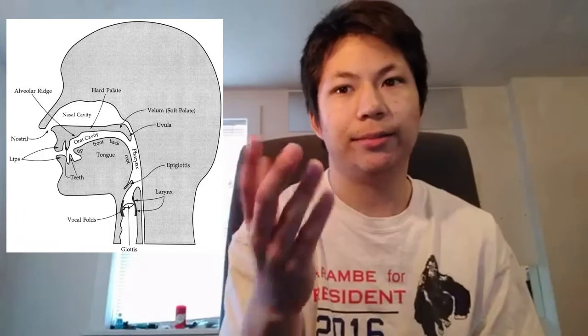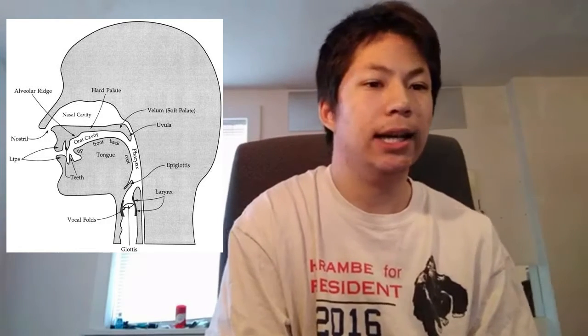T, D, right? Palatal is kind of in the middle of your mouth, it's the palate, and English really just uses a palatal glide. Velar is in the back of your mouth. This is where K and G are made. K, G.